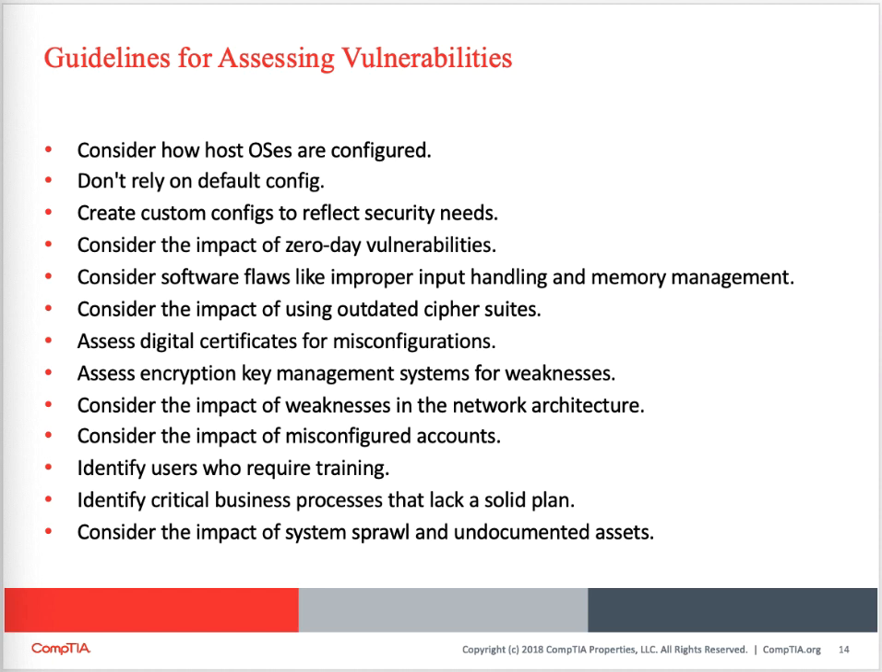And then we're going to want to consider the impact of system sprawl and undocumented assets, because we could have things out there that we don't have documented that have the ability to get into our system and that we didn't even know was there, right?